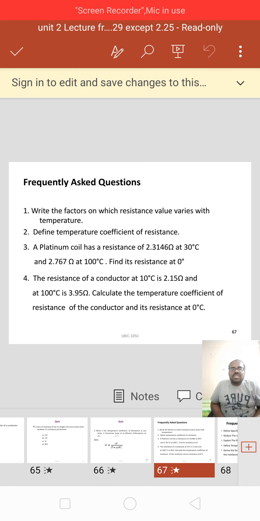Fourth question. The resistance of the conductor at 10 degrees Celsius is 2.15 ohms and at 100 degrees Celsius is 3.95 ohms. Calculate the temperature coefficient of resistance of the conductor and its resistance at 0 degrees Celsius.